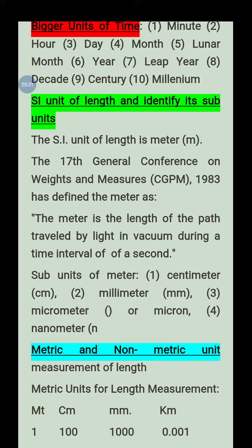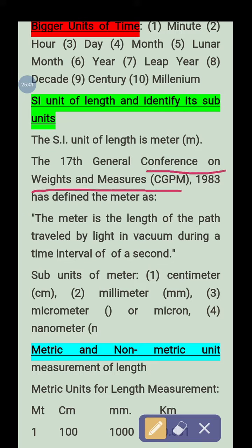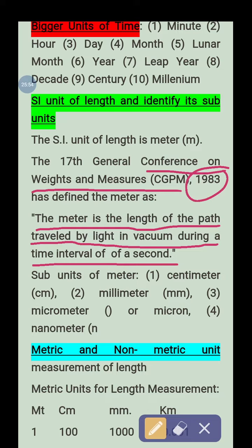Now, the SI unit of length and its subunits. The SI unit of length is meter. So what is the definition? The definition was given by the General Conference on Weights and Measures, CGPM, in 1983. The meter is the length of the path traveled by light in vacuum during the time interval of 1/299,792,458 of a second.